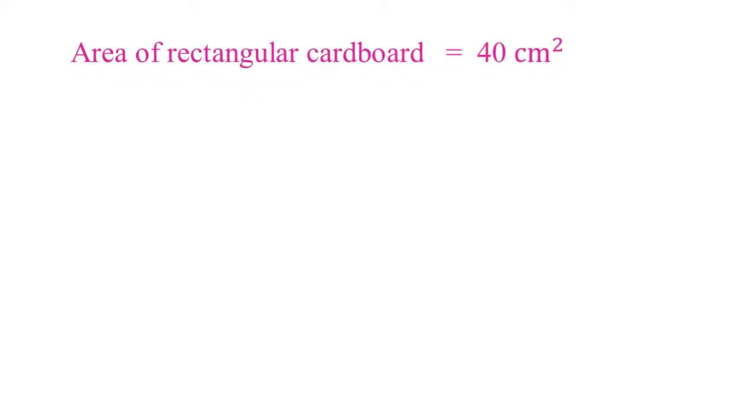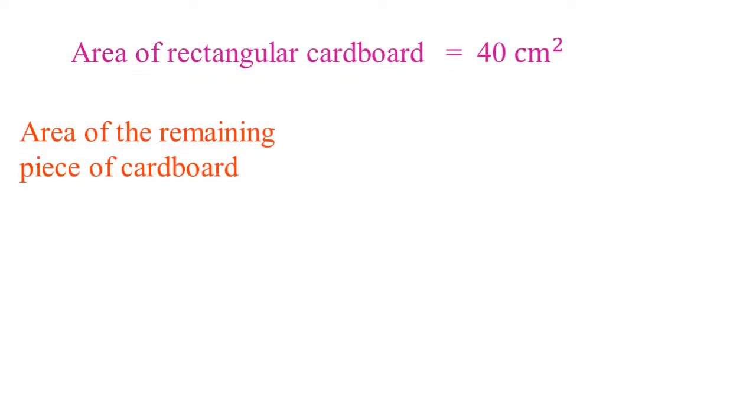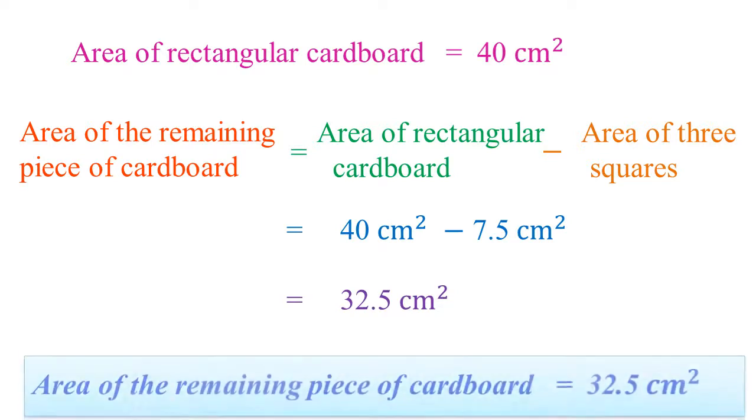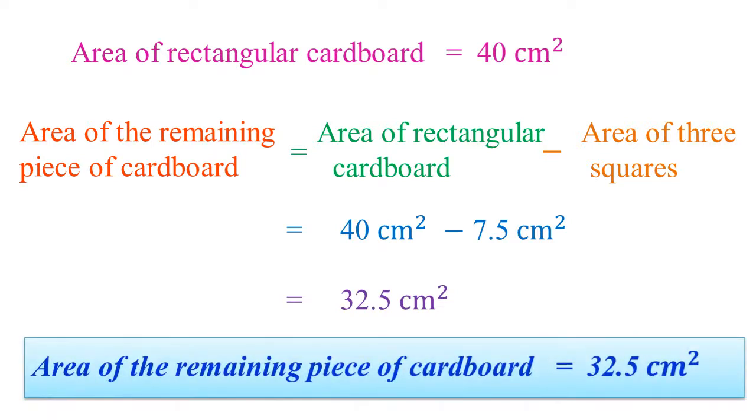Here the area of the rectangle cardboard is given as 40 cm squared. Now we have to find the area of the remaining piece of the cardboard, which is equal to area of the rectangle cardboard minus area of the 3 squares. Area of the rectangle cardboard 40 cm squared, area of the 3 squares 7.5 cm squared. We get 40 cm squared minus 7.5 cm squared. Subtract the values. We get 32.5 cm squared. That means the area of the remaining piece of cardboard is equal to 32.5 cm squared.